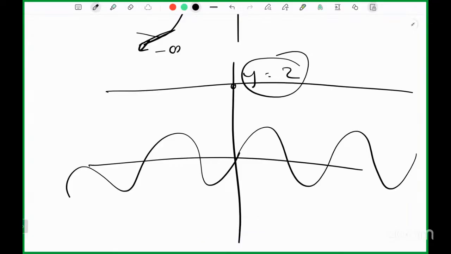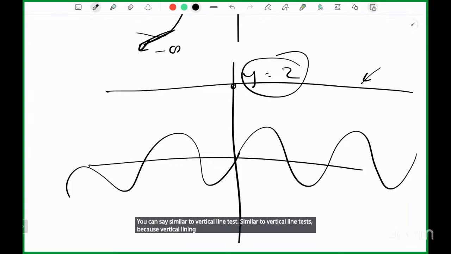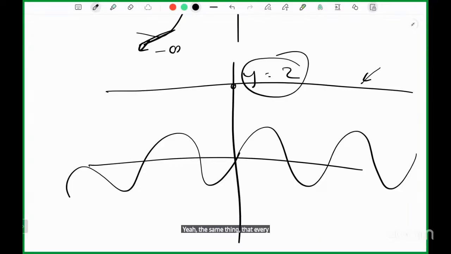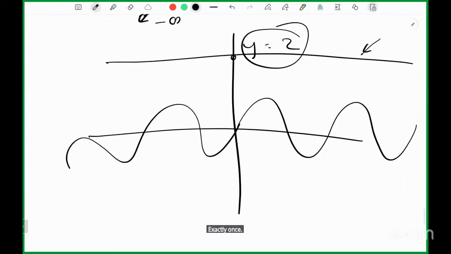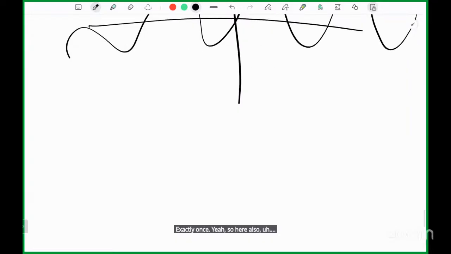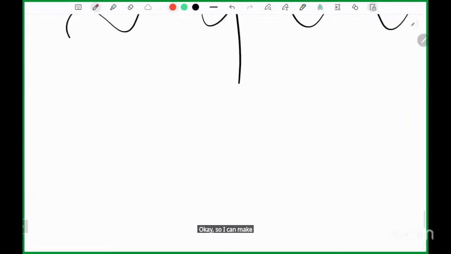Can I say that if it satisfies the vertical line test, it is onto? See, this is not a vertical line, but you can say similar to the vertical line test, because the vertical line test is used for functions, right? But the concept is similar, that every vertical line should intersect the graph exactly once. Correct. Yeah, so here also, okay, I can make a remark of that.